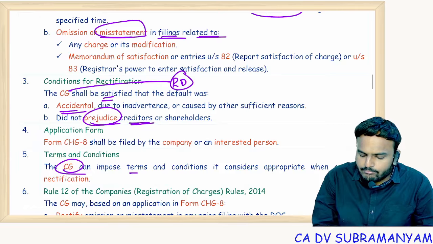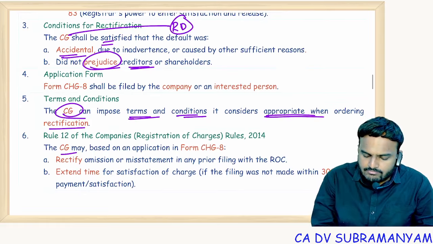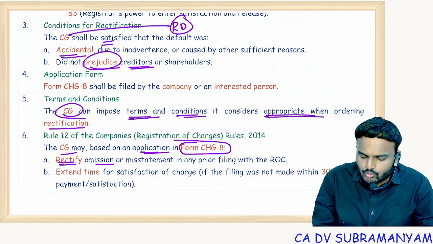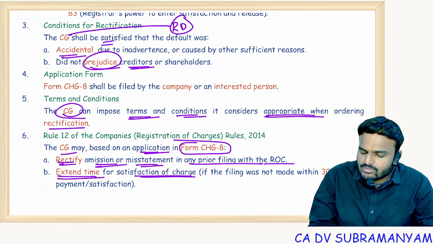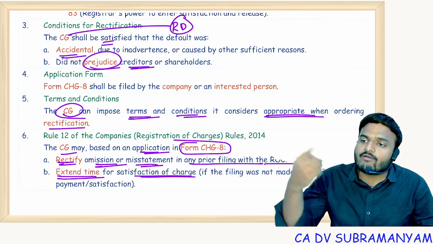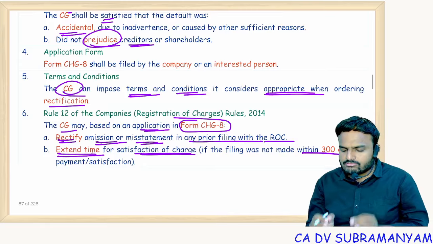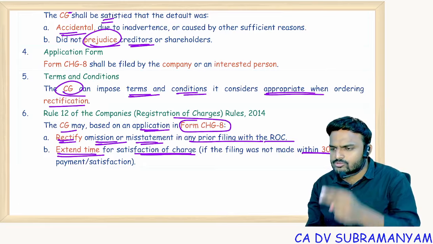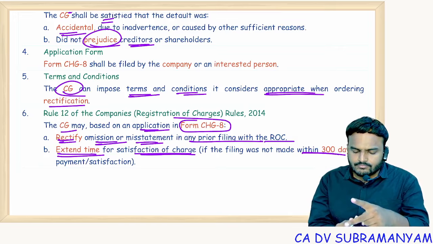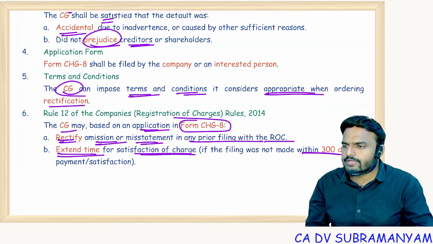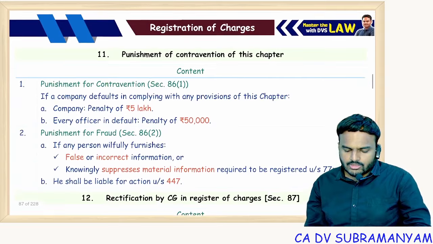And the RD can impose terms and conditions it considers appropriate when ordering the rectification. The CG, based on application in Form CHG-8, can rectify the omission or misstatement in any prior filing with the ROC, and extend time for satisfaction of charge, that is, filing made after 300 days, not within 300 days. Clear? So simply, powers of the CG which were delegated to the RD. What are the powers? Two powers: condonation of delay in filing satisfaction of charge, and second, rectification of errors in the previous filings and registers. So that's all about charges.